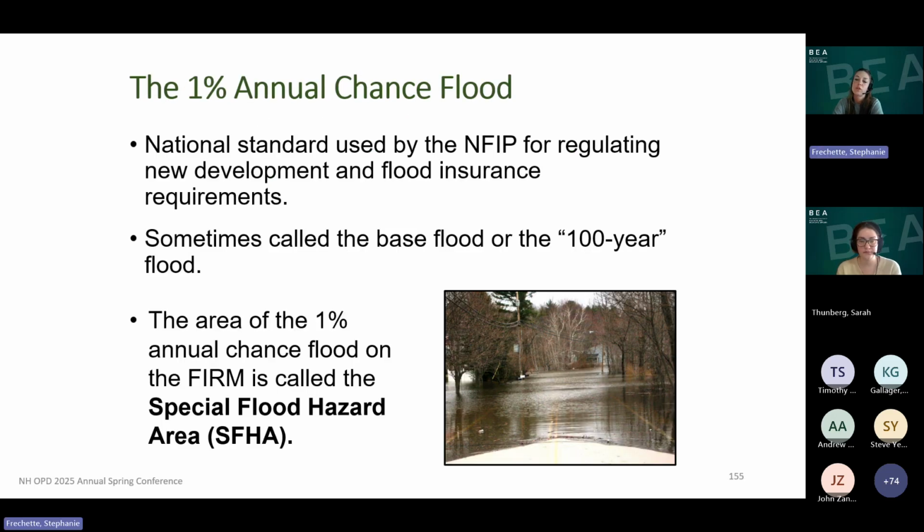The maps show the 1% annual chance flood, which is the national standard used by NFIP for regulating new development and flood insurance requirements. Some people may know this as the base flood or the 100-year flood, but we try to get away from that terminology just because it can be a little bit confusing. People think that once they have a 100-year flood, they're not going to see a flood again of that magnitude for 100 years, when in fact it's a 1% chance in any given year that a flood of that magnitude can occur. The area of this 1% annual chance flood on the flood insurance rate map is called the special flood hazard area.